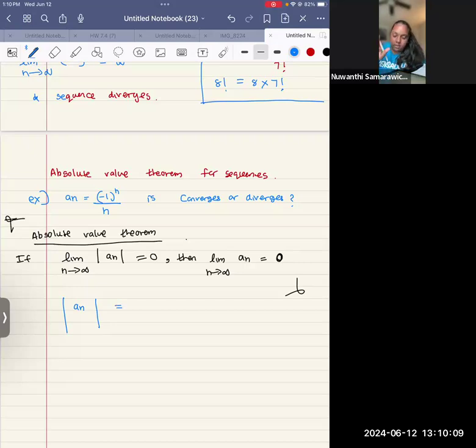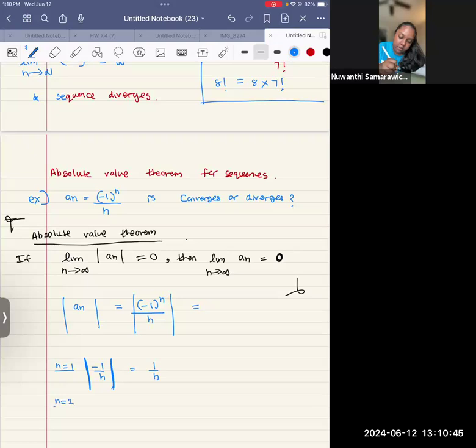So now this nth term, you take the absolute value of this. So let's say n is just 1, then you will get negative 1 over n. Then the absolute value is 1 over n, because the absolute value of a negative is always a positive, so 1 over n.